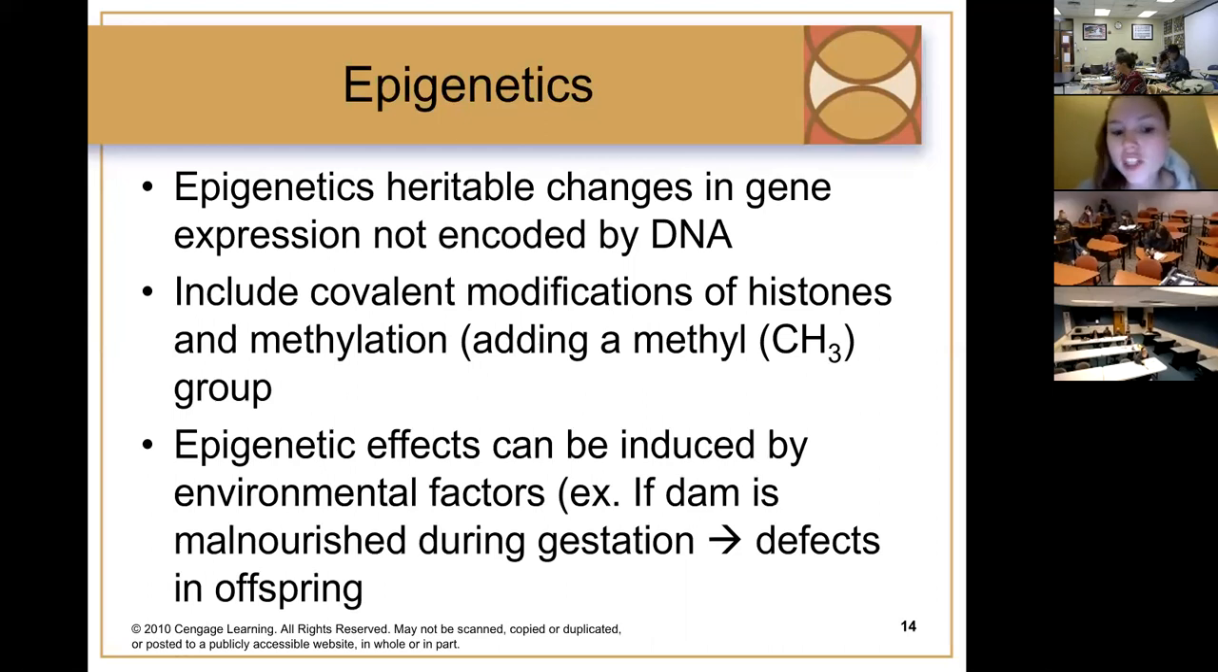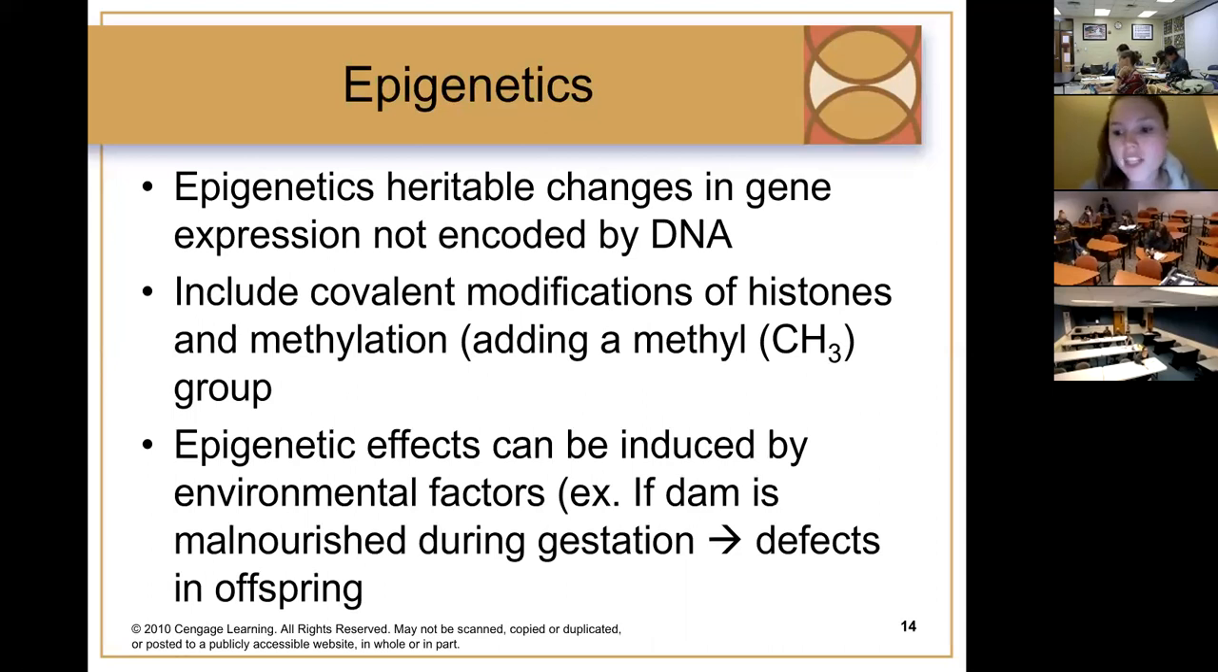And then epigenetic effects can also be induced by environmental factors. For example, if the dam or the mother is very malnourished during gestation, that could lead to defects in her offspring, because that could impact how the genes are being passed and what's happening to her genes, and how that's going to impact future offspring. So it's really, really important to realize that many things can affect how your genes are transcribed.